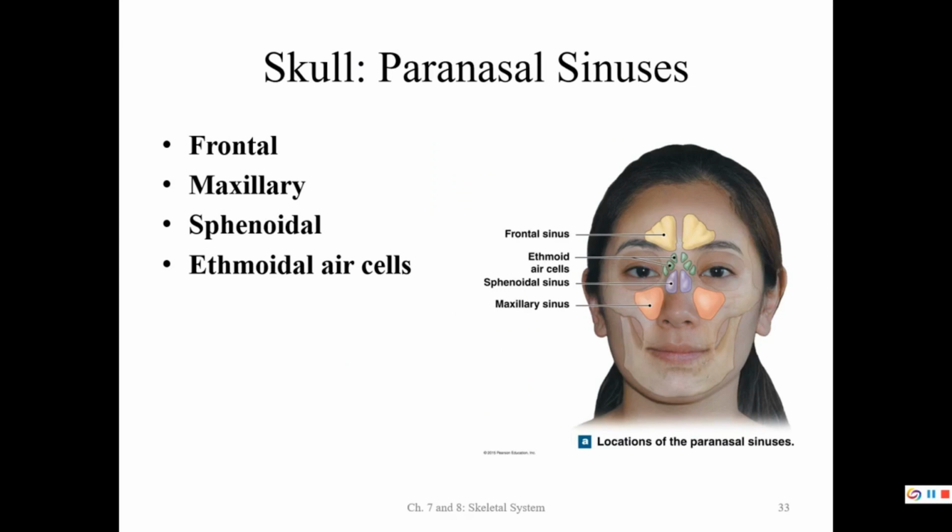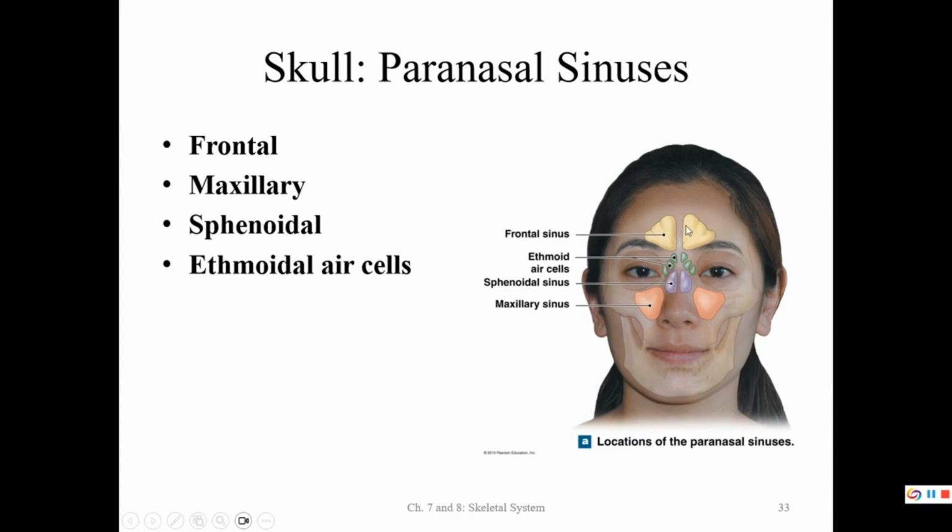Paranasal sinuses. I don't have a model for that. We have our frontal sinuses here in the front, in the frontal bone. We have maxillary sinuses right here, below the eyes. We have sphenoidal sinuses near the bridge of the nose, and we have ethmoidal air cells there at the bridge of the nose as well.